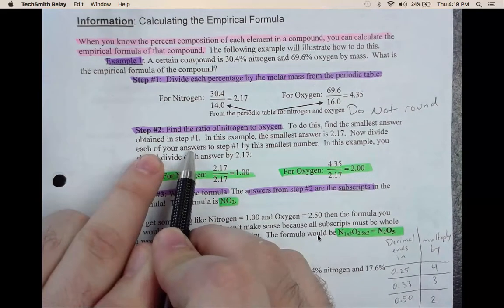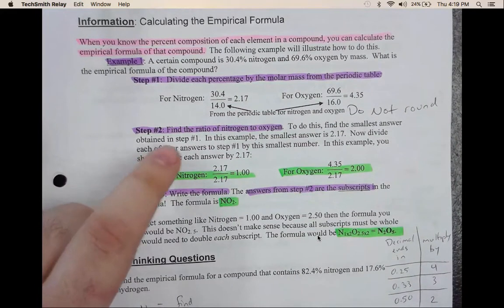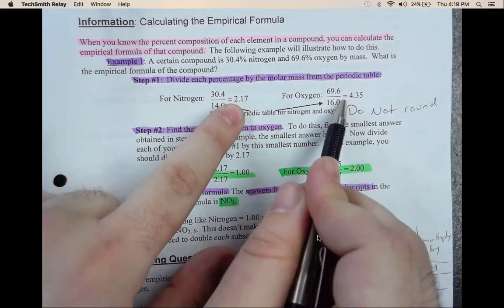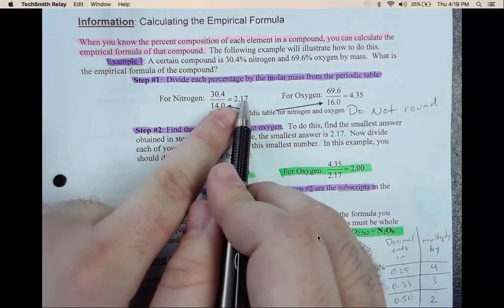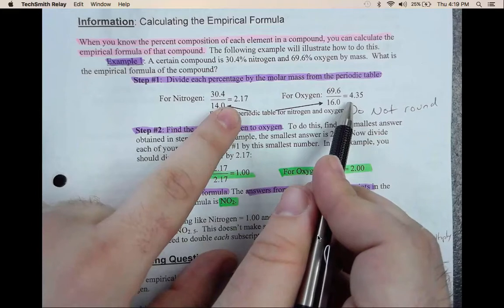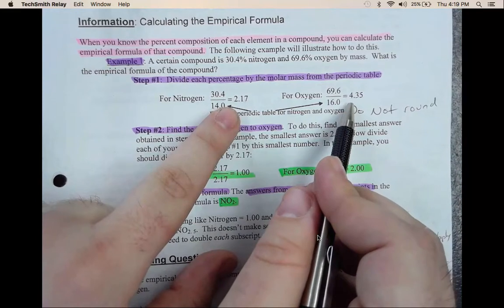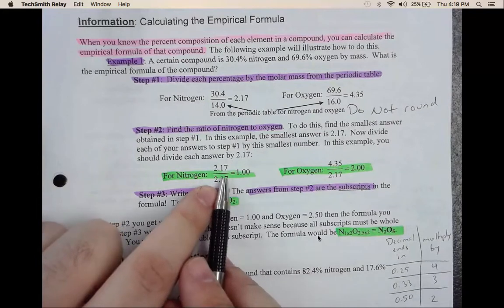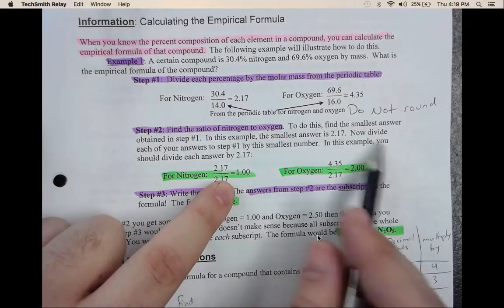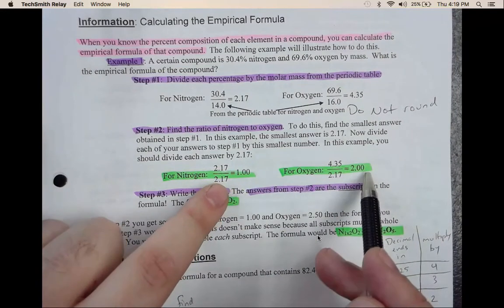So the next step is step 2. This is where we find the ratio of nitrogen to oxygen. We do that by looking at the answers from example 1. We take whatever one is smaller and we divide both answers by that. If you look, we would see 2.17 is smaller than 4.35. So you need to do first 2.17 divided by 2.17 and then 4.35 divided by 2.17. That is what we see happen right here. We see the answers, anything divided by itself is 1. And then remember, you don't have to know how to do this in your head. You can use a calculator. You'll always have access to a calculator. So we just type it in, we get 2.